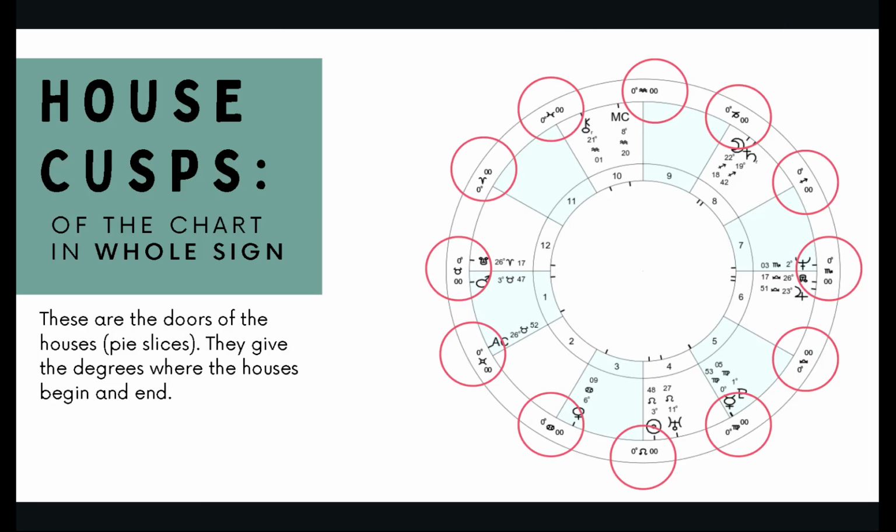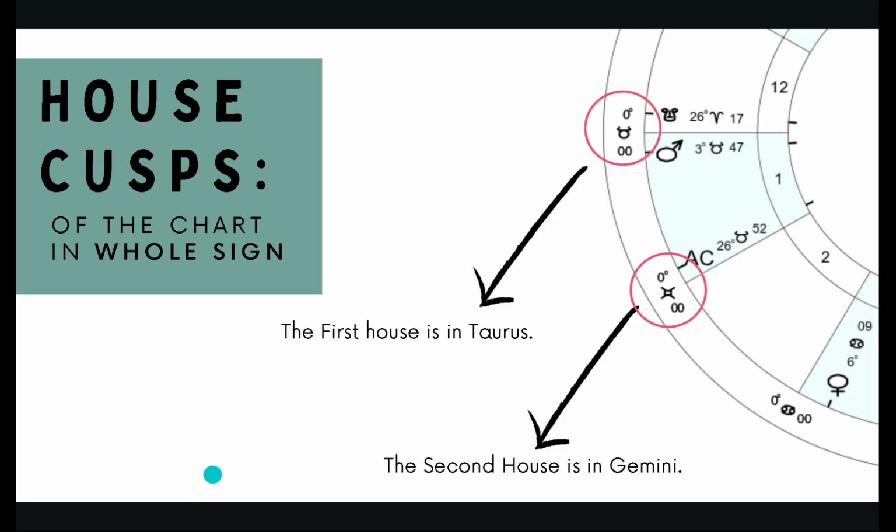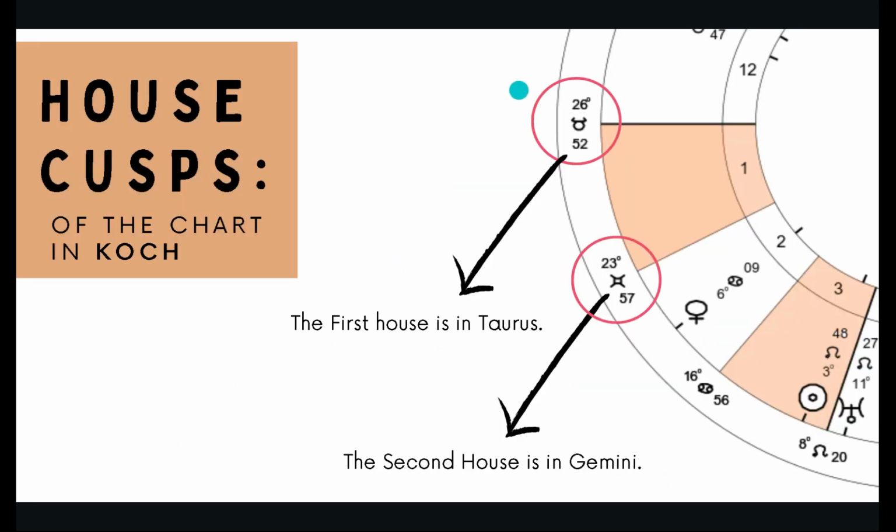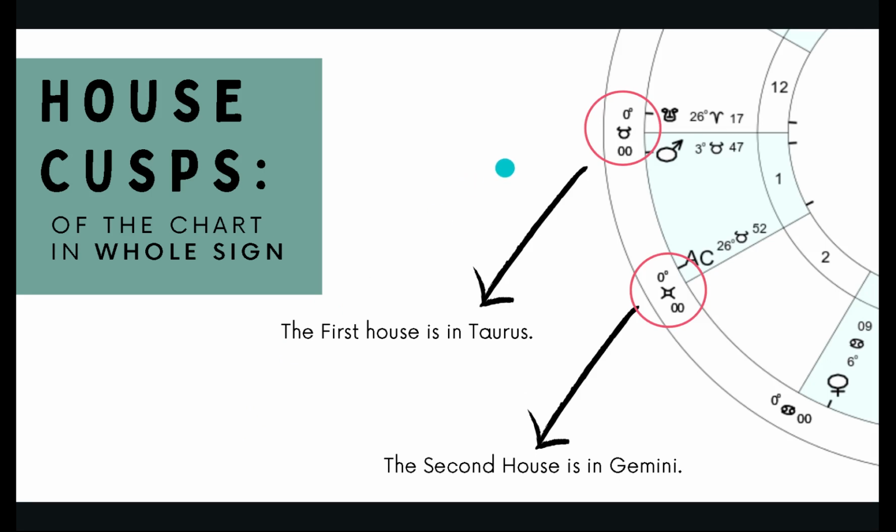If I'm looking at a whole sign chart, don't let this confuse you, because you will look and say, oh, all of my house cusps are 0. Well, yes, that's because in a whole sign chart, the whole sign is the first house. So again, Placidus will actually have numbers on the house cusps, and whole sign will not. It will just be a sign, really.